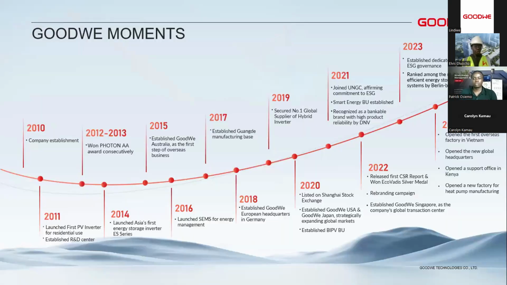In terms of GoodWe moments, we have several, as you can see here. First is, of course, the company establishment. It was established in the year 2010. And throughout, we have had several milestones, which include several headquarters. One to mention is the one in Germany. We've also had various R&D centers being established, and we have been listed in the Shanghai Stock Exchange. Our office serving East Africa, which is based in Kenya, was started in the year 2024.